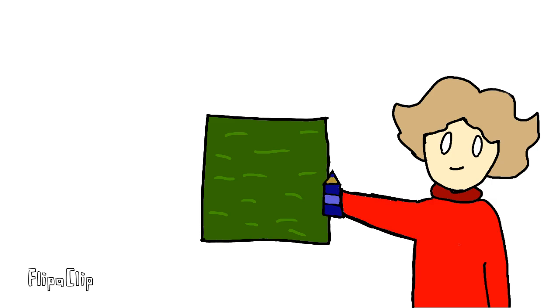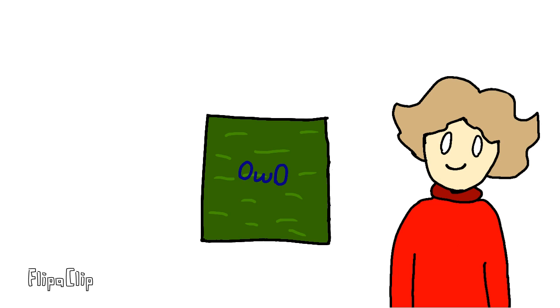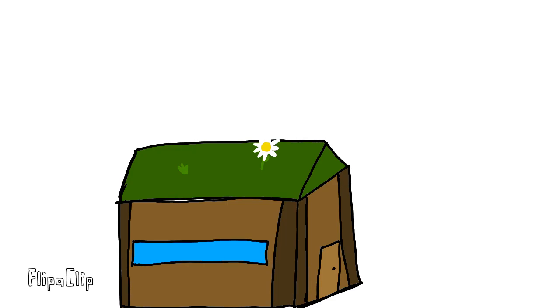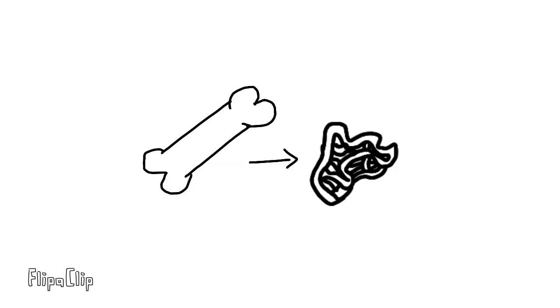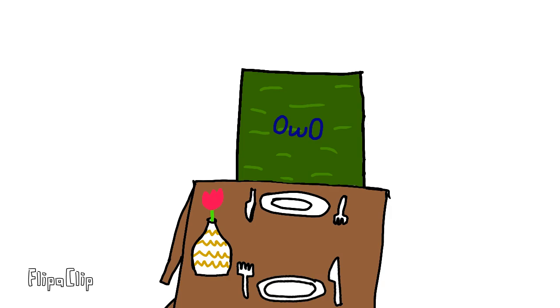You can also draw a face on it so that you can have a friend in your Minecraft world. It makes a great living roof for your starter house that you can make with just bone meal. You can take your new moss friend out for dinner and enjoy some light conversation.